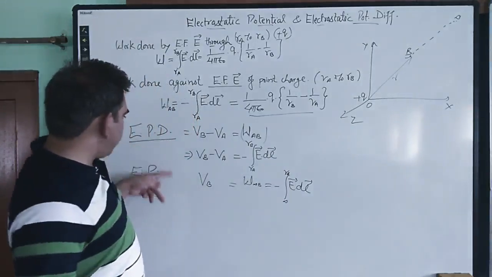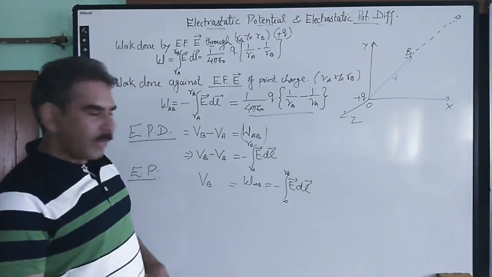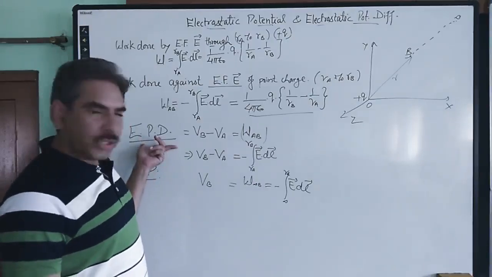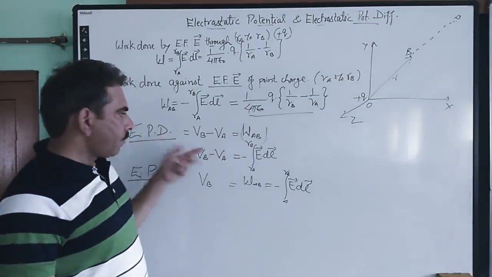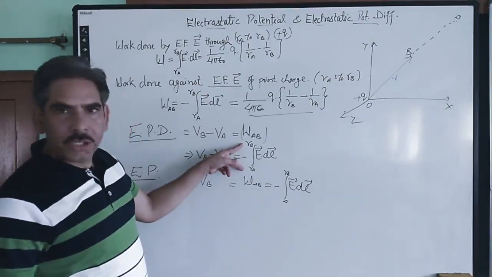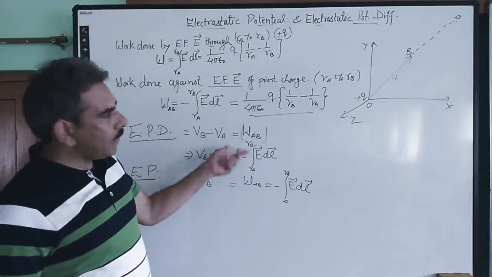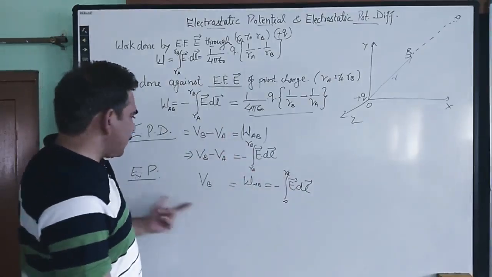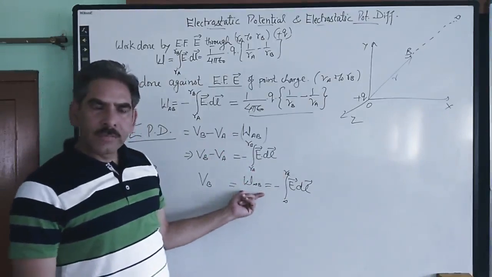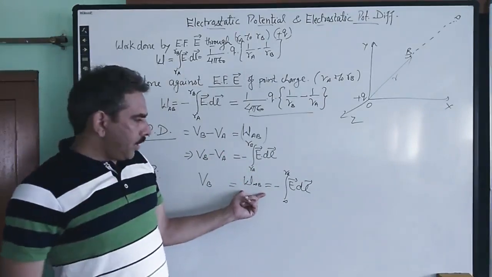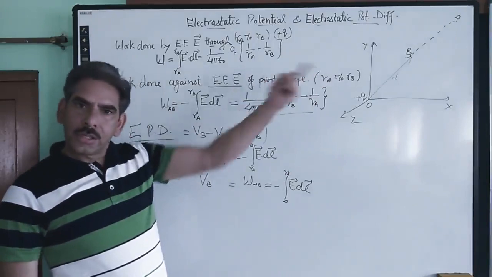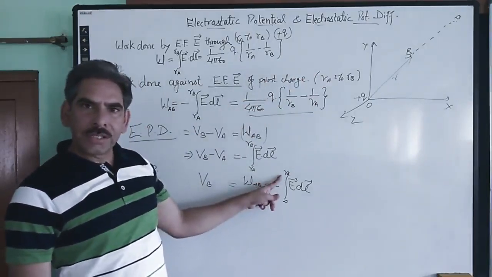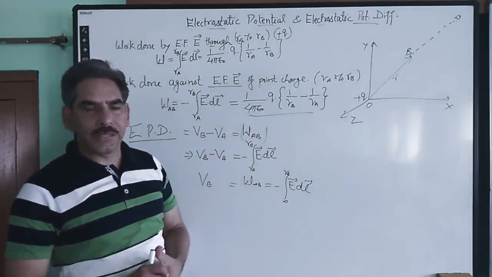So what is the simple difference that we can remember between the two? Electric potential difference is the work done on unit positive charge against the electric field whenever both initial and final positions of the charge are lying within the electric field of the given charge. Whereas electric potential is the work done on unit positive charge in taking the charge from infinity to a point which is within the electric field of the given charge. So that is the simple difference.